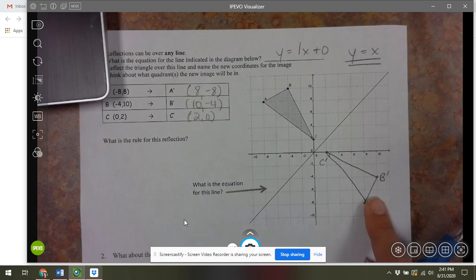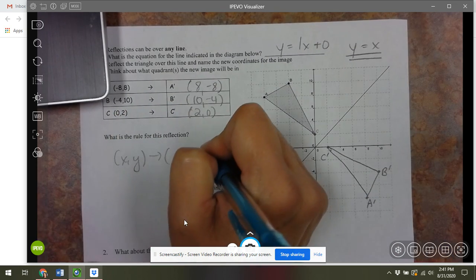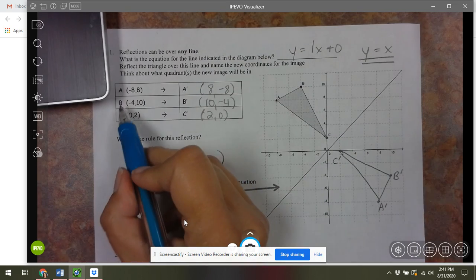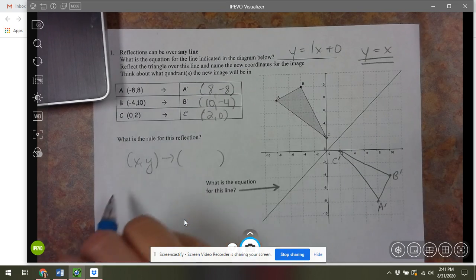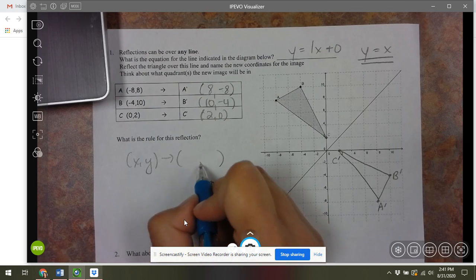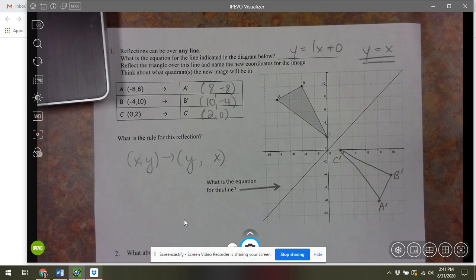So what happened to the numbers? Can you write a rule? What happened to the numbers? From here to there, from here to here, from here to here. Didn't they just switch places? So XY goes to YX.